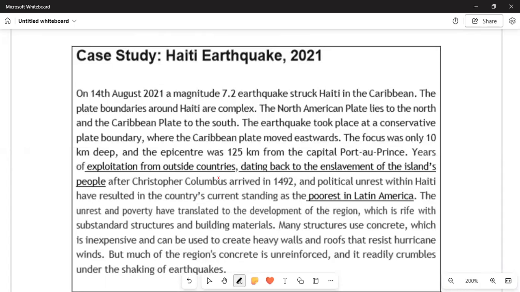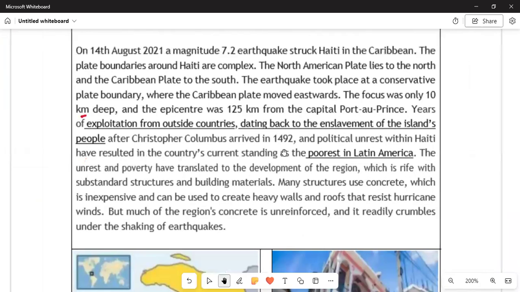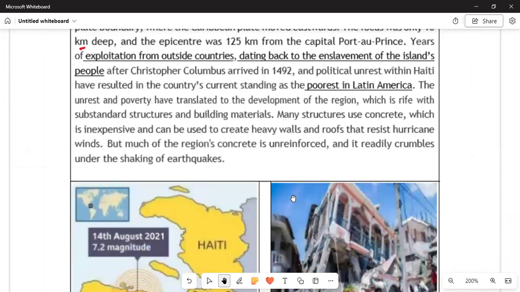The years of exploitation from outside countries date back to the enslavement of the island's people after Christopher Columbus arrived in 1441. So we see that there were crumbling effects of the earthquake based on this statement that is given. In Haiti, there was a tropical cyclone and an earthquake that led to disasters, in terms of question 2.4.1.